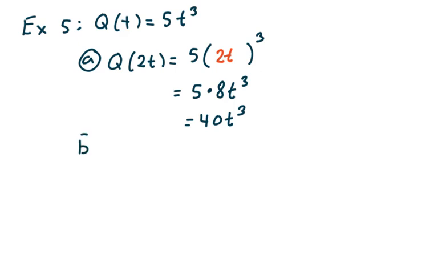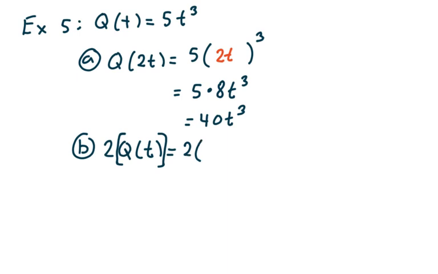Let's take a look at B. Suppose I want 2q of t. So I want you to just see the difference between these guys, right? I'm going to put brackets around that q of t, because what it's telling me to do is take q of t and multiply by 2. But q of t is 5t cubed. And then isn't 2 times 5, 10? So the correct answer for B is 10t cubed.